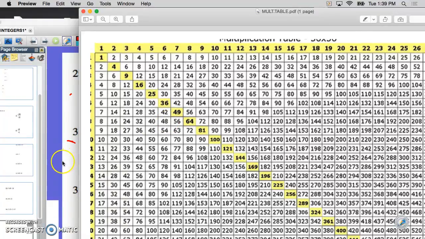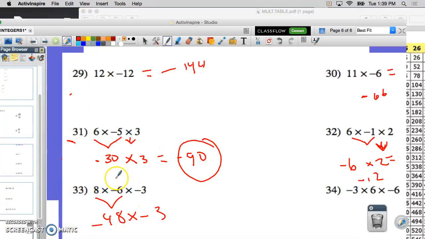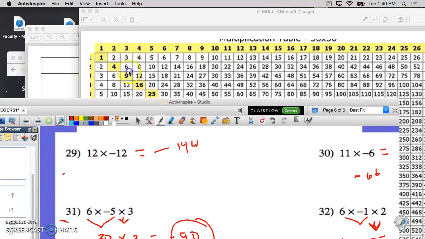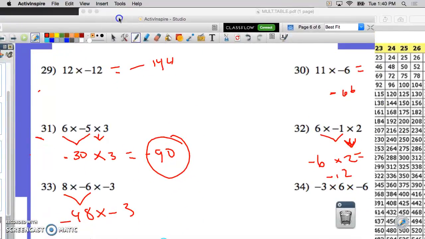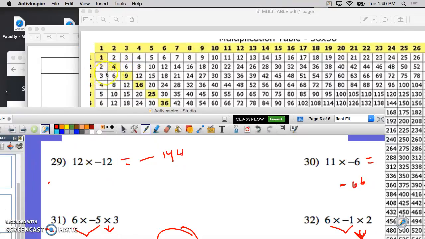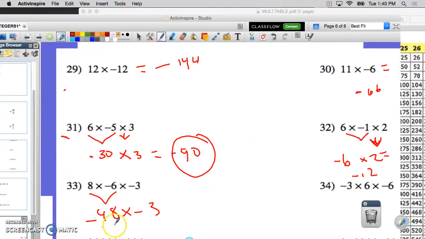8 times 6 was 48, so I did that part. Negative 48 times 3. Okay, 48 times 3. All right, is that going to work backwards? Let me find out. I'm starting to think that's not going to work. Hold on, guys. There's no 48 because our chart doesn't go that high. So I'll look into the 3's and find 48. Now, if I do it backwards, it's like division. That was incorrect. So it's not going to be 16, is it? No. So I'm going to have to do this by hand.